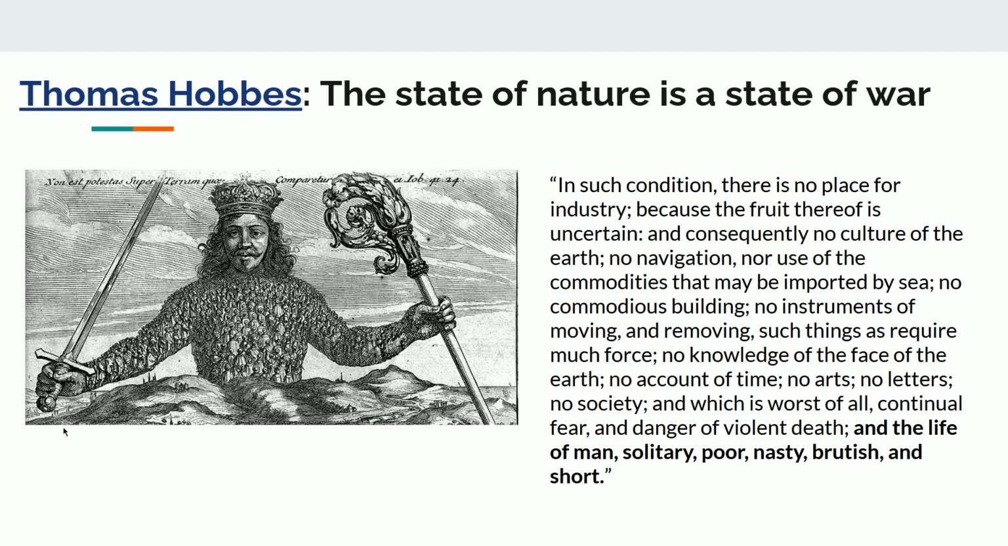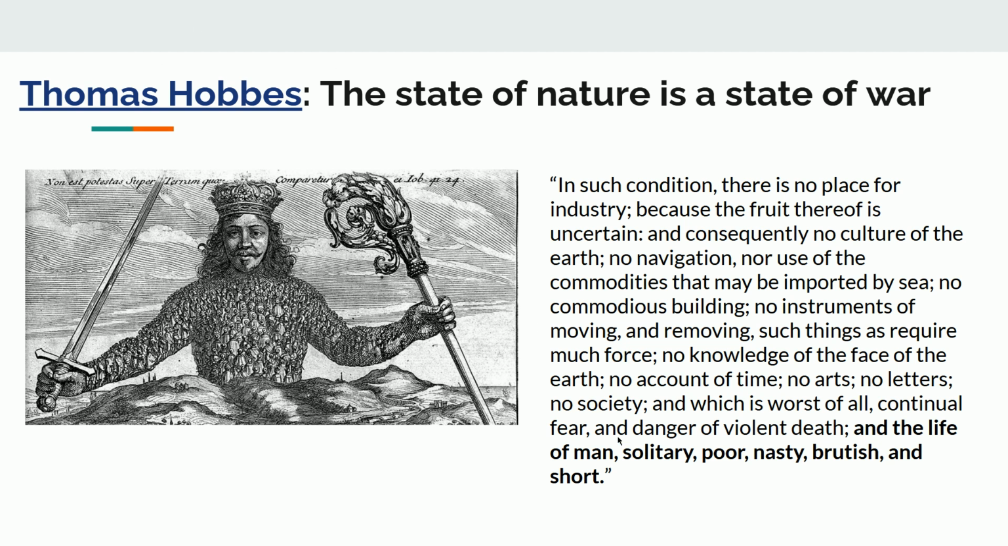So Hobbes famously has this very negative view of human beings, and this is a very famous passage from Leviathan. Hobbes says, describing the state of nature, in such a condition, there's no place for industry because the fruit thereof is uncertain, and consequently, no culture of the earth, no navigation nor use of commodities that may be imported by sea, no commodious building, no instruments of moving and removing such things as require much force, no knowledge of the face of the earth, no account of time, no arts, no letters, no society, and which is worst of all, continual fear and danger of violent death, and the life of man is solitary, poor, nasty, brutish, and short.